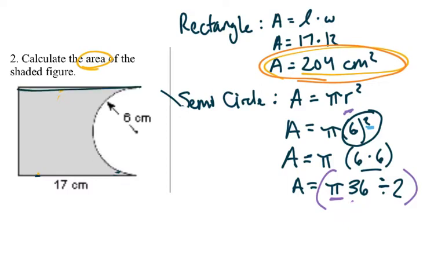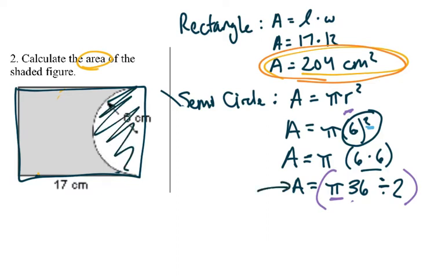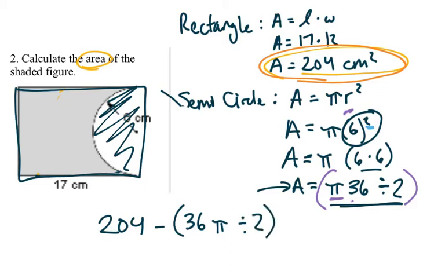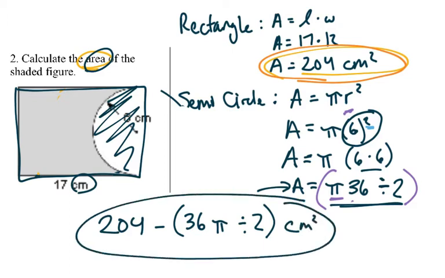So I said that we found the area of our rectangle, and then we're taking this bite out. So we need to subtract this. That's what we need to subtract. So 204 centimeters was the area of my rectangle. I'm going to subtract, and actually I'm going to write this in a line since that's going to be our final answer. So 204 minus, and then we have this right here. We can say 36 pi divided by 2. And then our units are centimeters, since we're talking about area, it's going to be square centimeters, and that would be our final answer.